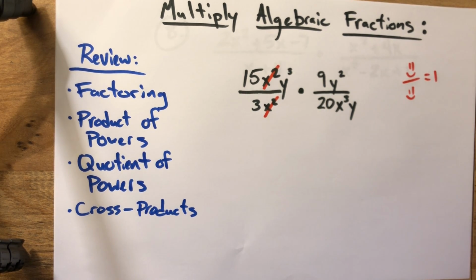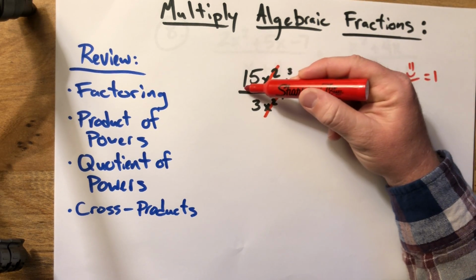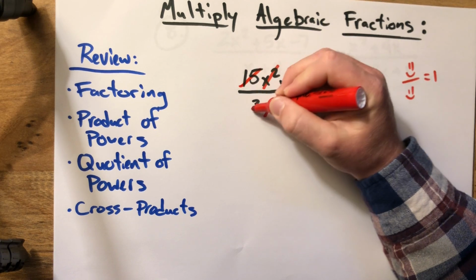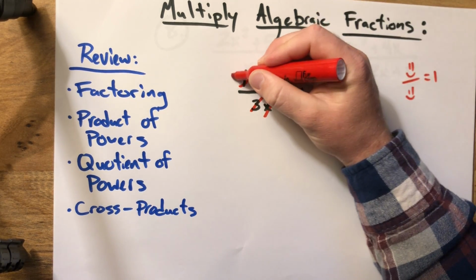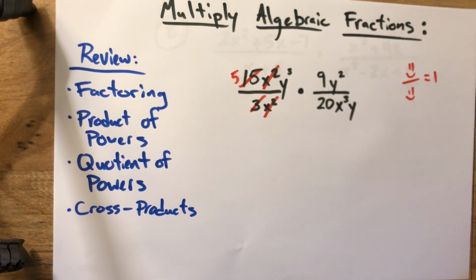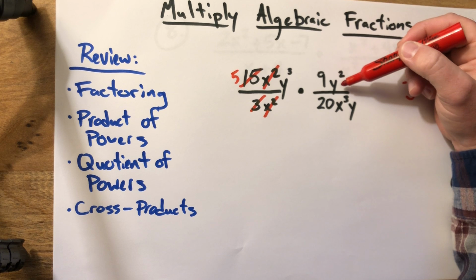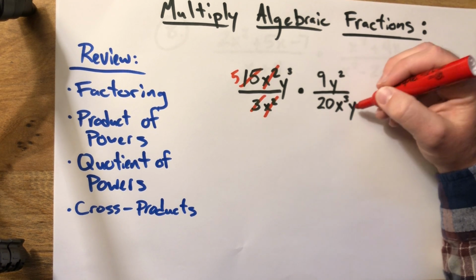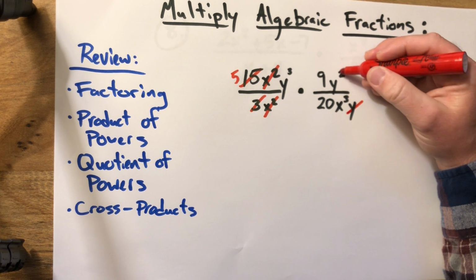Next, I'm going to look at maybe the coefficients. So we have 15 divided by 3. Well, 15 divides by 3. So I could say that simplifies to get 5. Just chipping away at this problem a little bit at a time. Next we have, let's look at this part of the problem. If we have y to the second over y, this would cancel out, but that would leave one y up here. So I'm just going to take the 2 to a 1.